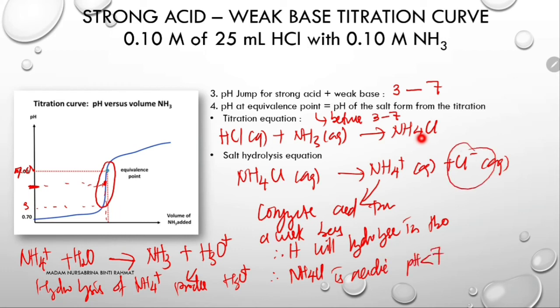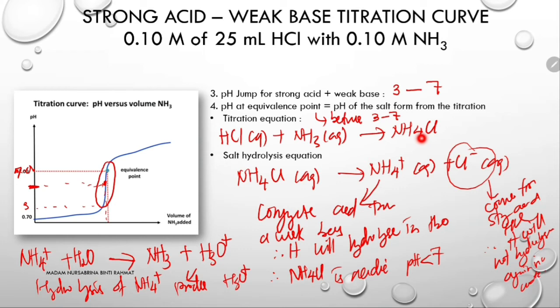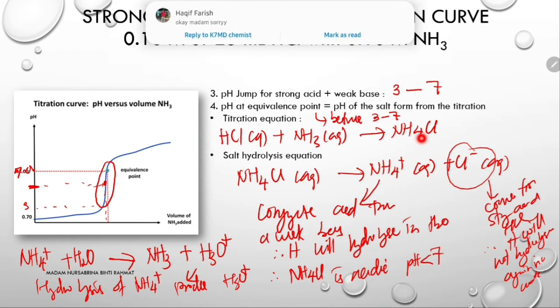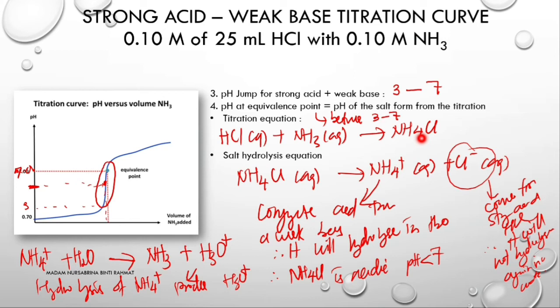Cl minus comes from a strong acid, HCl, therefore it will not hydrolyze. So the pH of the salt is determined by the hydrolysis of NH4 plus, and the NH4Cl that we produce is acidic. So the pH jump is between 3 and 7, and the pH at the equivalence point should be less than 7, but more than 3, so in between.